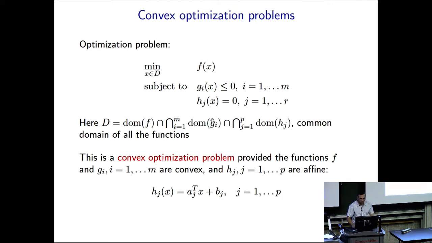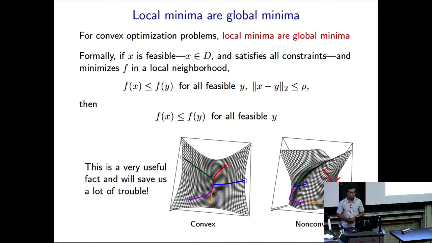So why do we like convex optimization problems? It's really because of the following property. And I think we'll have time just to prove this, and then that'll be pretty much the end of the lecture.